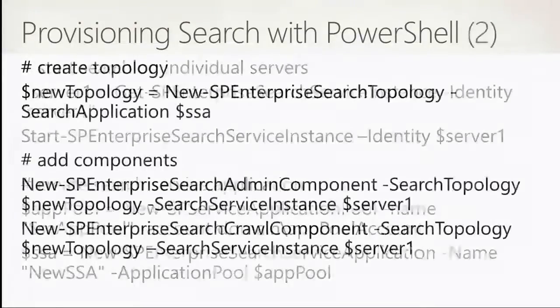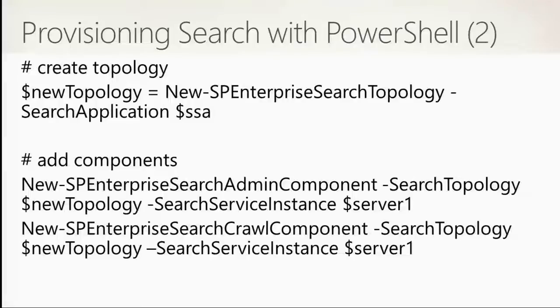After that, you create a new topology with New-SPEnterpriseSearchTopology, and you just pass it the name of the SSA. After that, you got to provision the individual components and what server you want them on. So if you're going to scale out in various ways, this is how you do it. So with New-SPEnterpriseSearchAdminComponent, for example, that's your administration component, then there's a crawl component, and it takes A, the topology, and B, the server. Now, it doesn't actually provision the topology until you finally call that set call at the very end. So this just kind of sets it up.